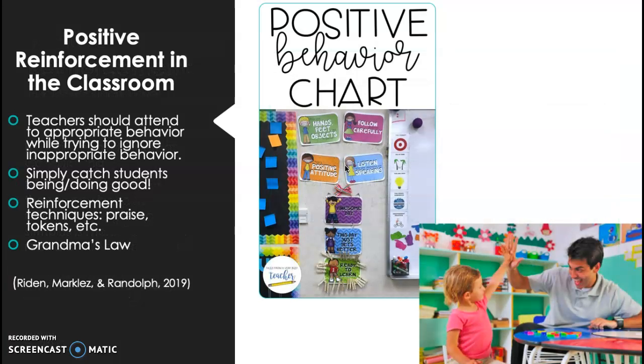There are several ways teachers can implement positive reinforcement in their classrooms. For example, if a teacher wants to increase positive peer interactions, he or she can use positive reinforcement techniques, such as praise and tokens, when students participate in positive peer interactions.